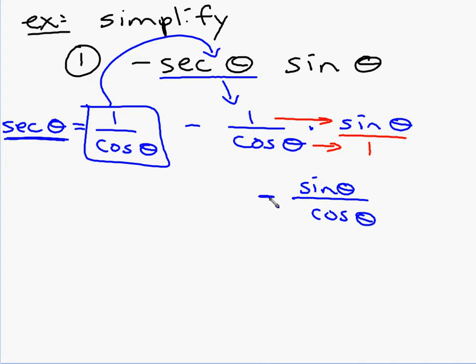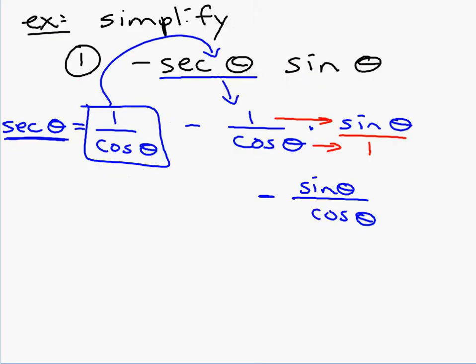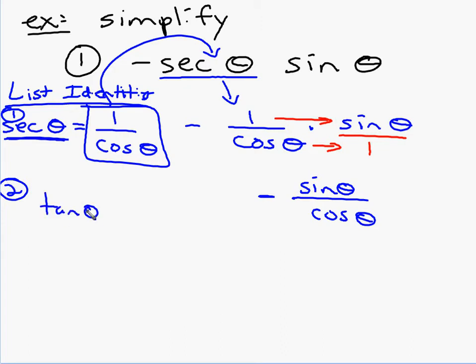Now, here's the last question. Is there an identity for that expression? Didn't we just talk about this thing right here? That tangent is the same thing as sine over cosine. Okay, we listed an identity over here. Let's list another one. Here's the first one we used. Let's list another one. The tangent of theta equals the sine of theta over the cosine of theta. There's another identity that we're going to use on this problem.